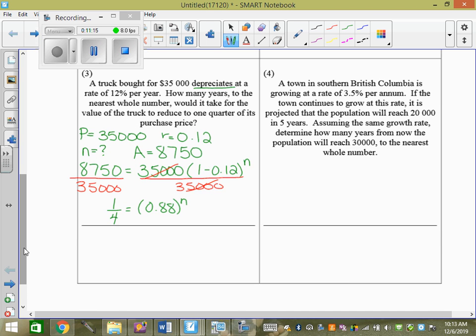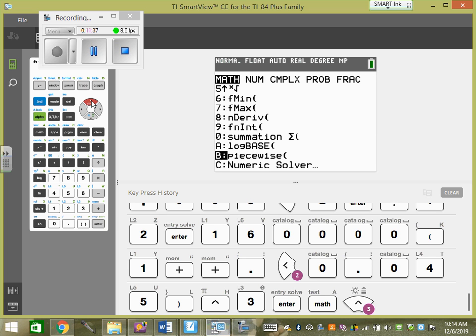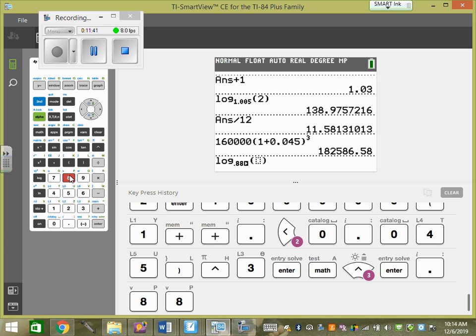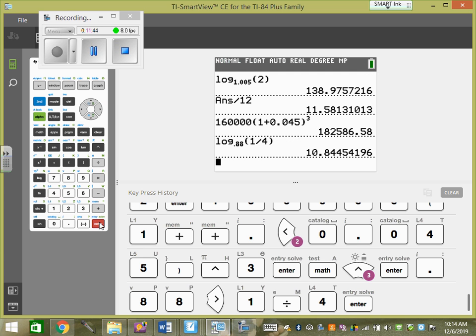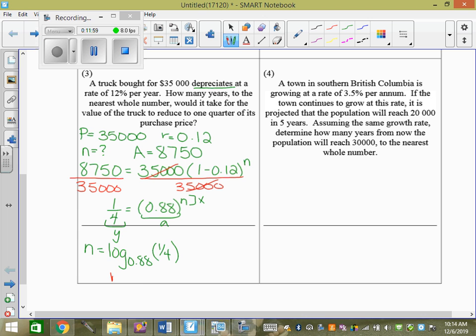What do we do now? We can make it a log. So we have y, a, x. So we're going to get n equals log base 0.88 of a quarter. Now, if this wasn't a written response, I could have used y1, y2 and found it there. So log base 0.88 of a quarter, and I get 10.84454196. So how many years would it take for it to be less than a quarter? 11 years. And it says to the nearest whole number.